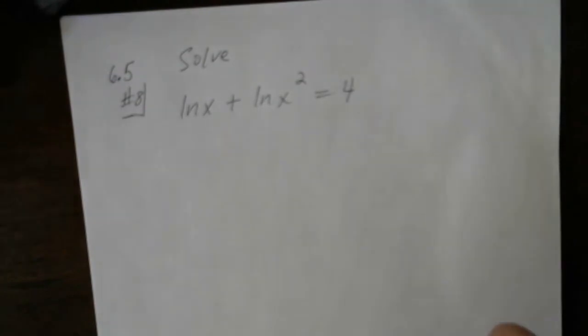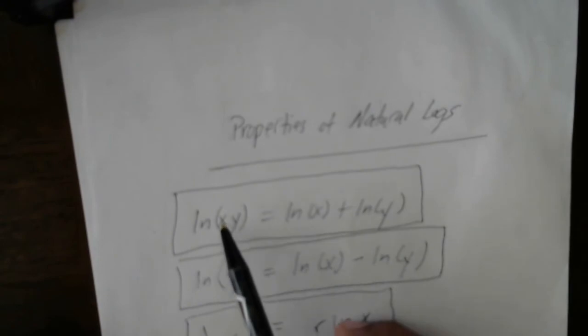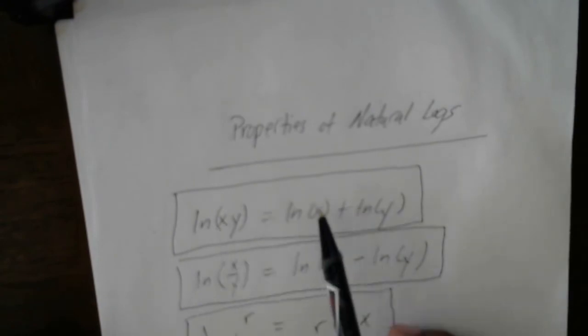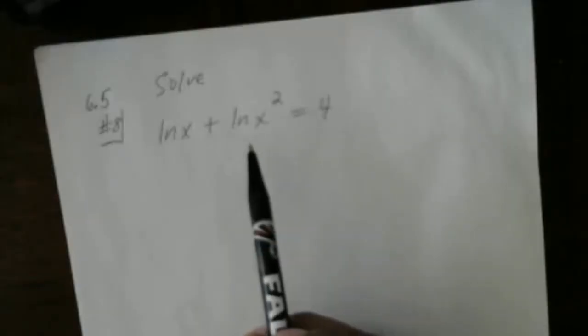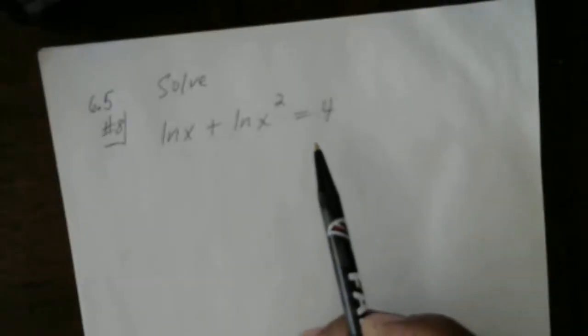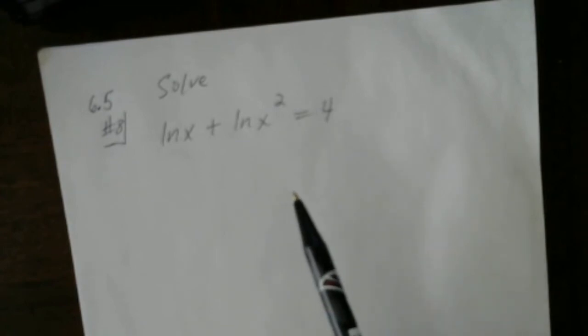So if I go back to my formula sheet, this very first formula says that I can write a product as a sum, or I can take a sum, which is two individual terms, and write it as a product, as one term. So I'm going to use the property, rewrite these two terms as one term, then I'll convert this logarithm to an exponential, and then I'll solve the exponential. So I'm actually going to use the product rule.